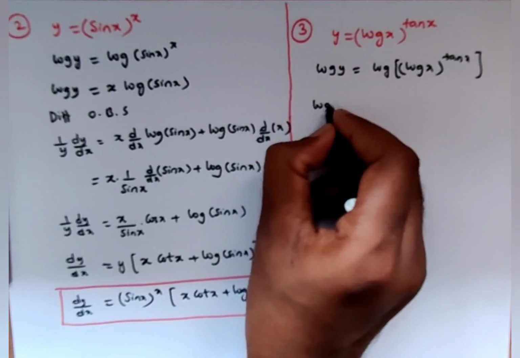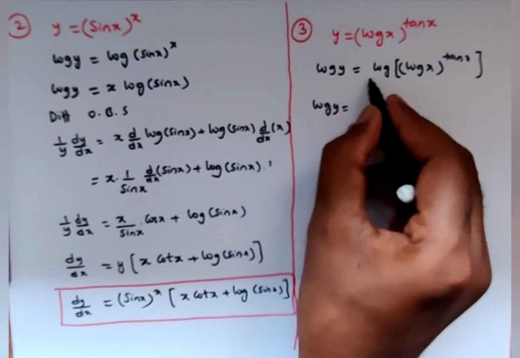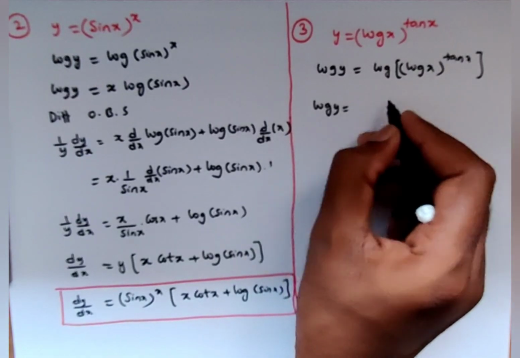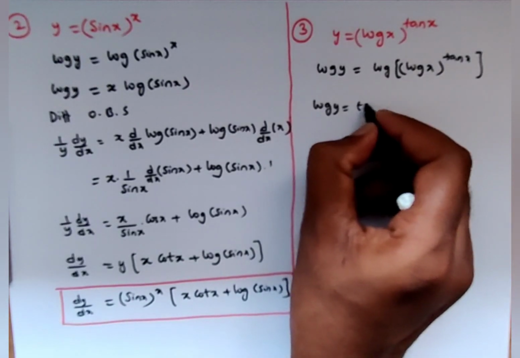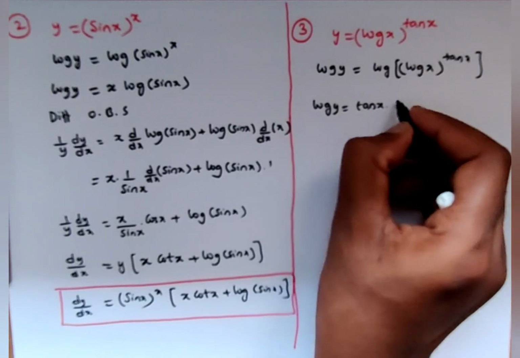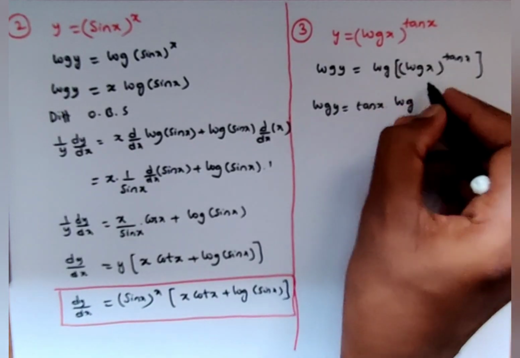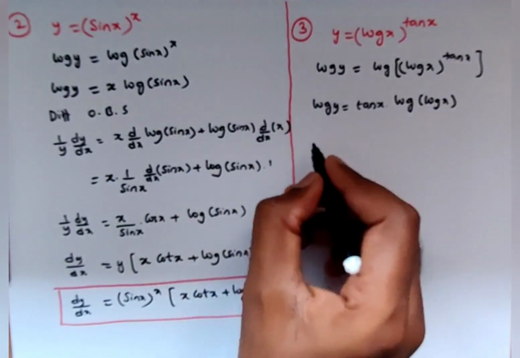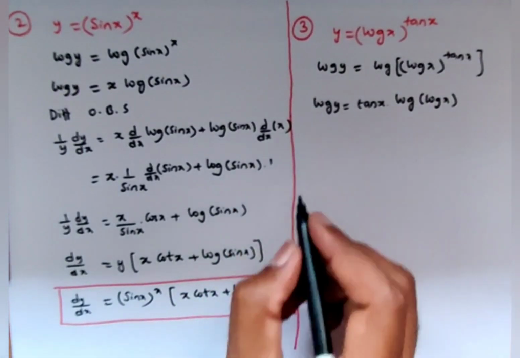Now this is the logarithm of y, which equals, now it is in the form of log of x to the power of n form. So therefore n into log x form, right? So that it is tan x into log of log x. Now differentiate on both sides with respect to x.